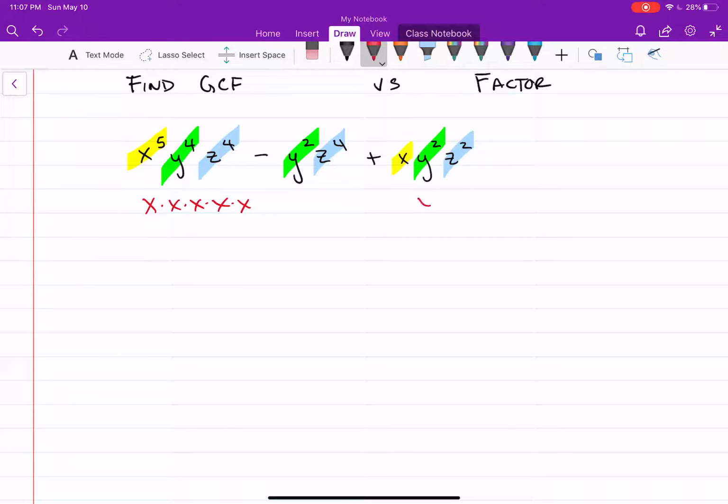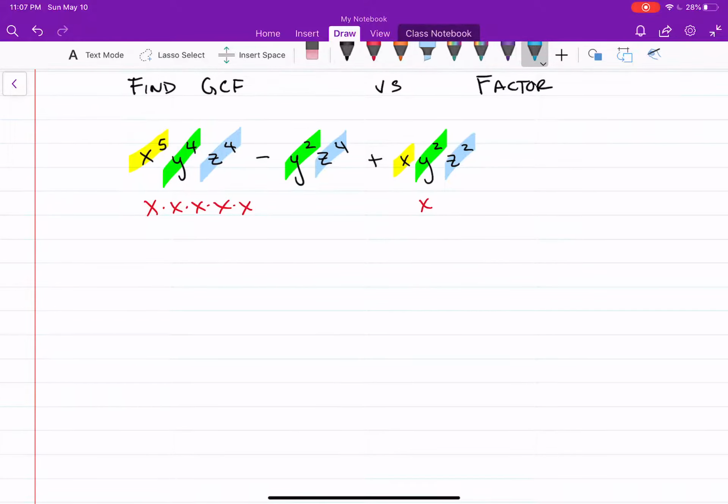This has none, this has 1. Shouldn't do that. I should do this. Y to the 4th. This has y squared, and this has y squared. And then z to the 4th. Z to the 4th. And z squared. Okay?